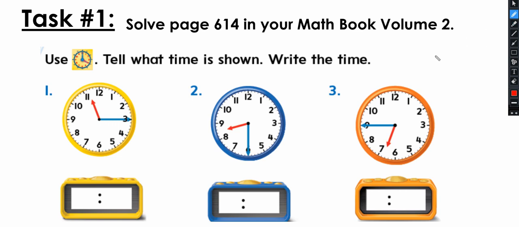Okay, Maria, so hopefully now they have all done it by themselves. So let's see number 1. What time do you see? Alright, so number 1 we have, what is this time? 11:15. Number 2. 8:30. What about number 3? 6:45. Excellent.